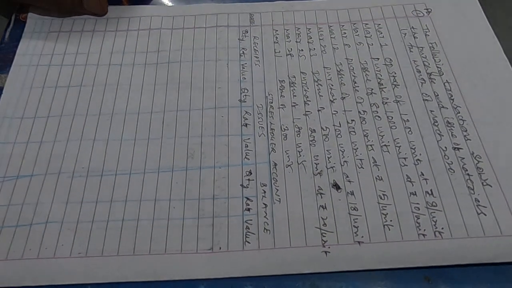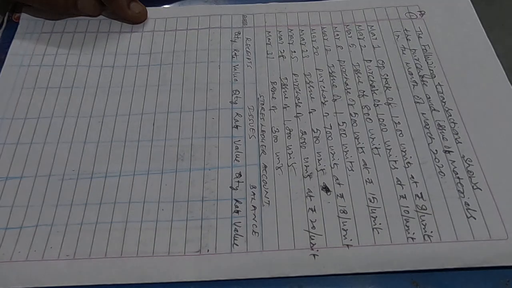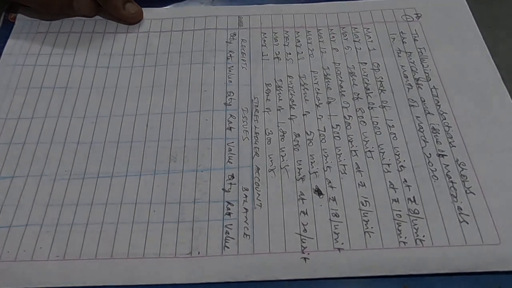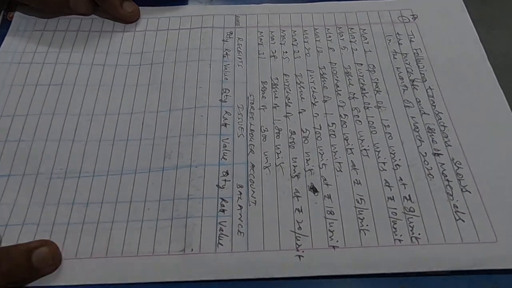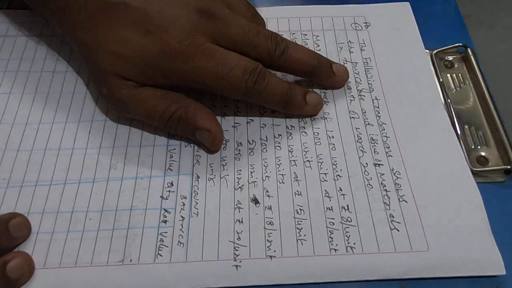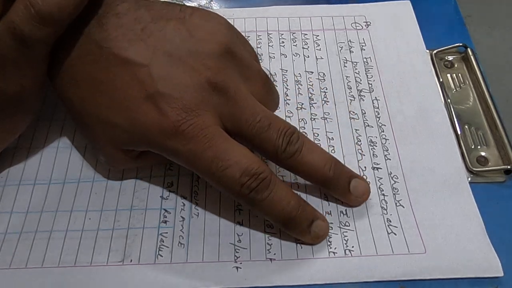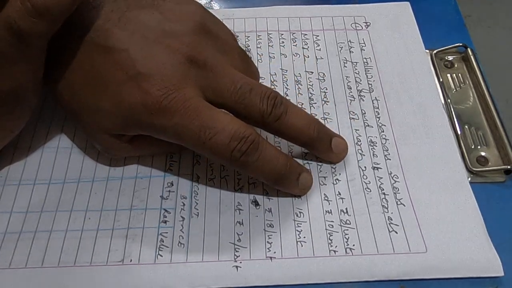Dear students, in this session we will take up a problem on material issues. So this is the first problem here. In this problem it is given that the following transaction shows the purchase and issue of materials in the month of March 2020.